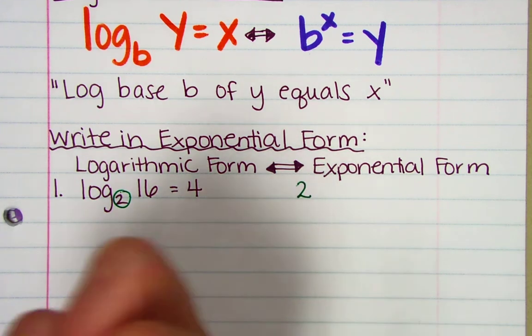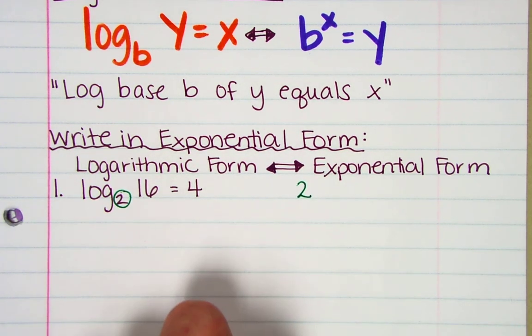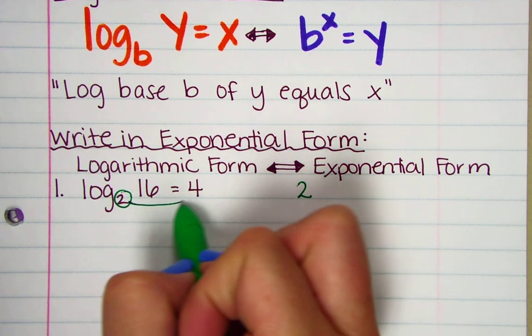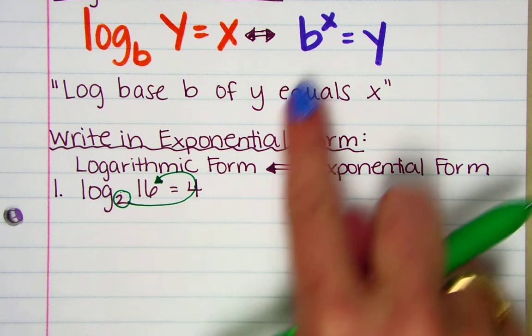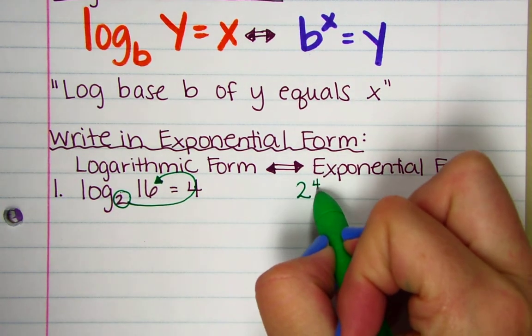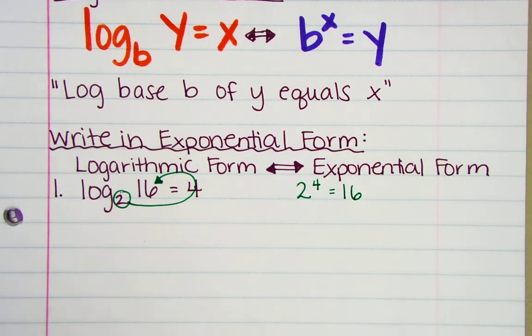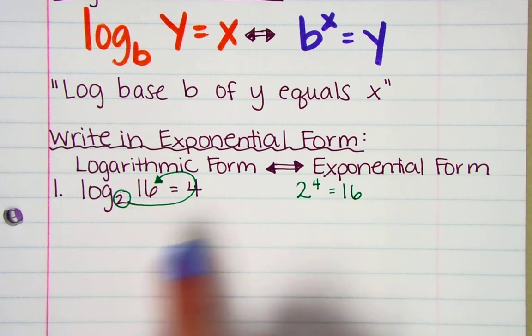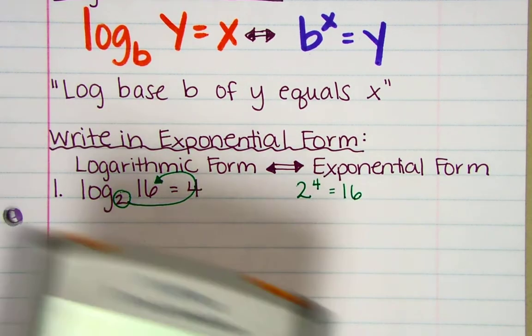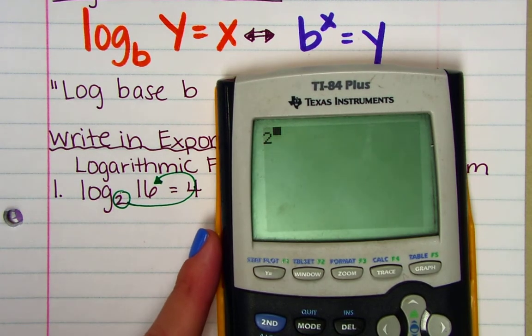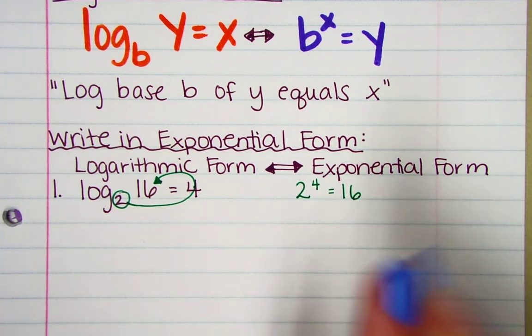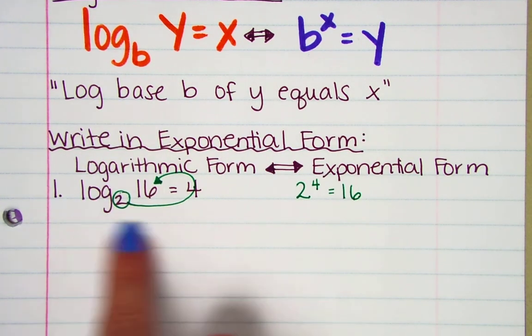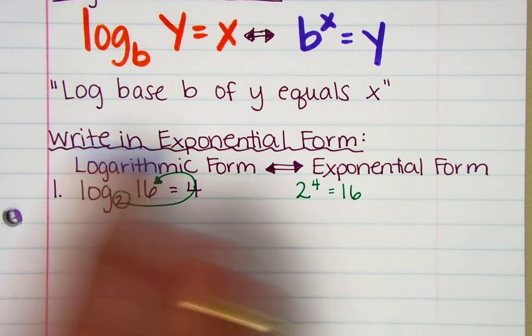And for these, to me, the easiest way to remember the order is to do a counterclockwise circle. 2, 4, end up at 16. Meaning 2 to the 4th power, because we're writing in exponential form, 2 to the 4th power equals 16. And you can check these. Again, they give you all the answers. Just make sure that you put it in the right place. You can check it in your calculator. 2 to the 4th power equals 16. That's how I know that I put it in the right order. That's all we're doing on these first 4, taking it from log form to exponential form.